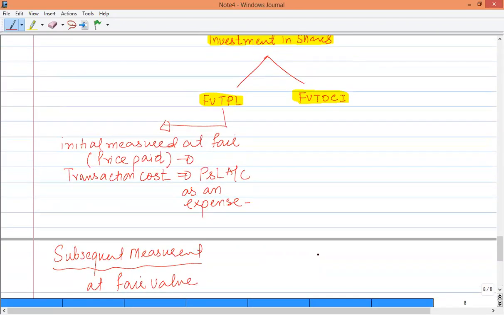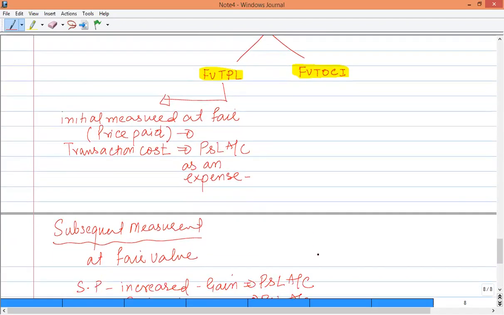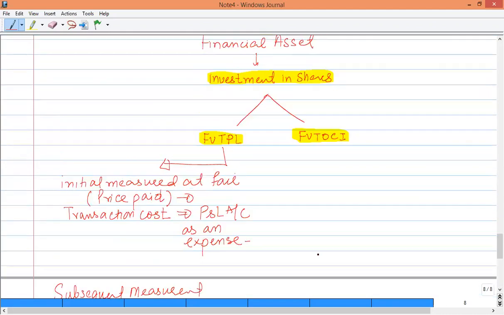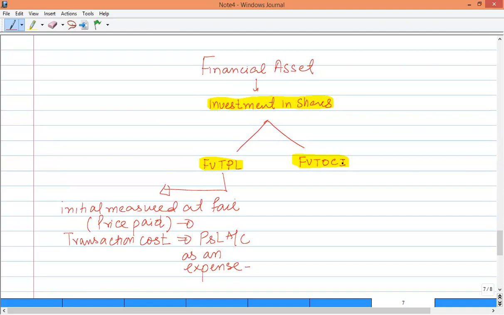If the classification is fair value through profit and loss, it is valued at fair value both at initial measurement and at subsequent measurement, and the gain or loss is recognized in the profit and loss account. But as far as the other category is concerned, if your investment is classified as FVTOCI, that is fair value through other comprehensive income, then initial measurement is based on fair value, again the price paid.